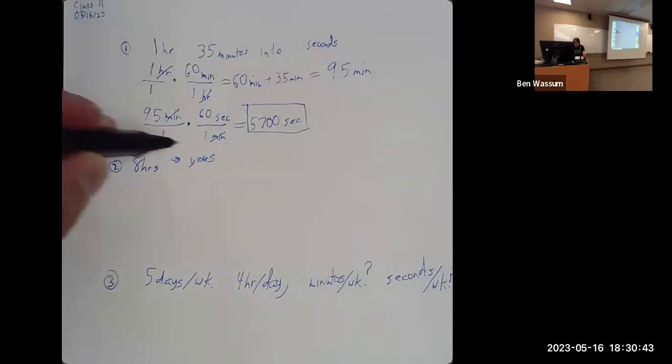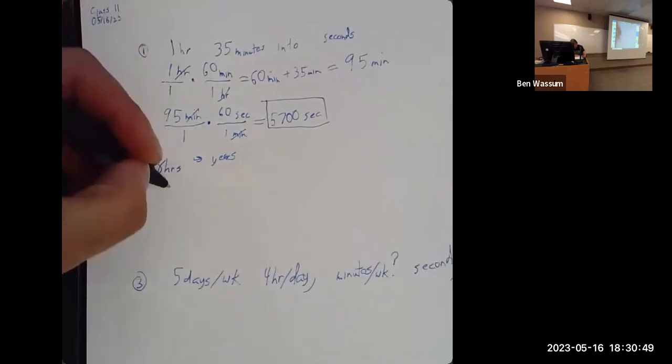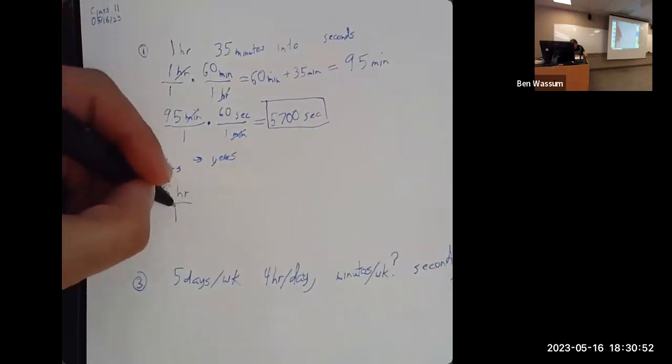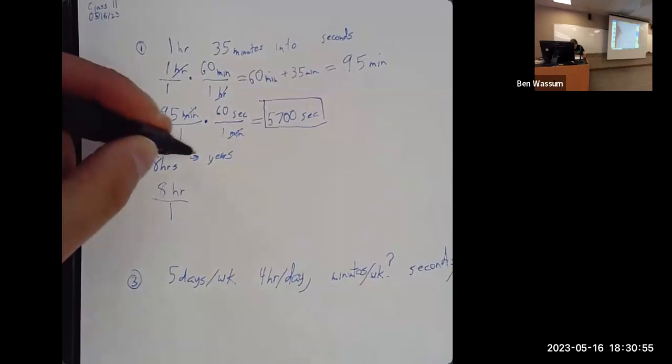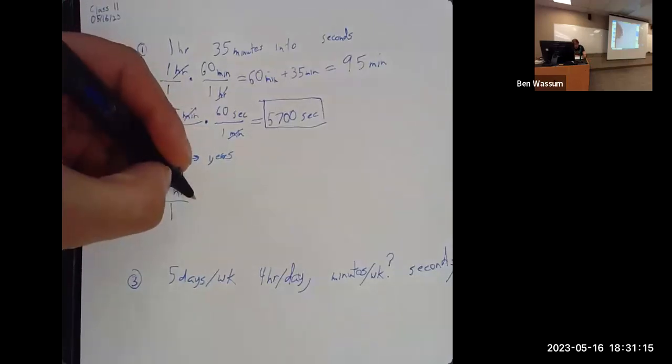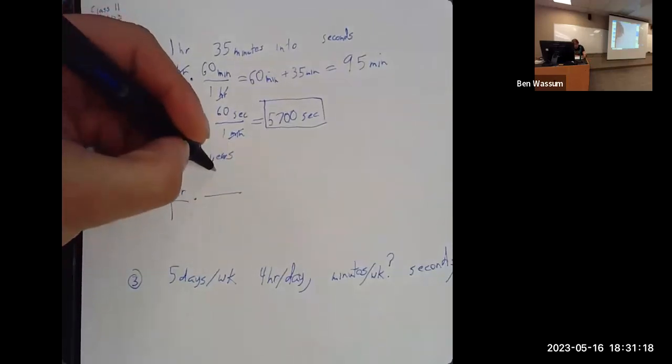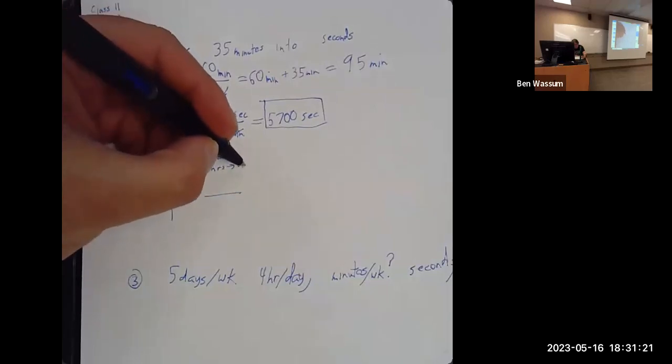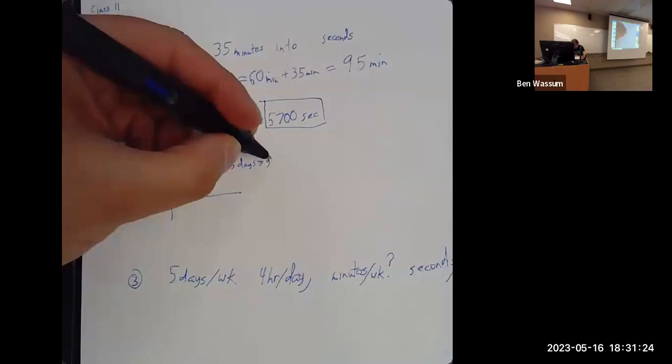Okay, so 8 hours into years. So obviously this is going to be kind of a fraction, right? So I'm going to put that over 1 as usual. And we're going to try to make our way up to years. Now, there's a couple of ways you could do this, kind of informal. Personally, I think it'd be easiest to get hours to days, because we know how many hours are in a day, and then get days to years because we know how many days are in a year, right? So that's my plan. I'm going to go from hours to days to years.